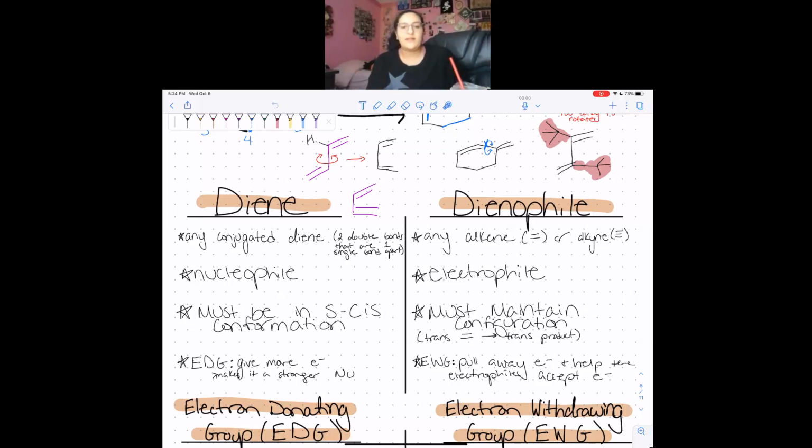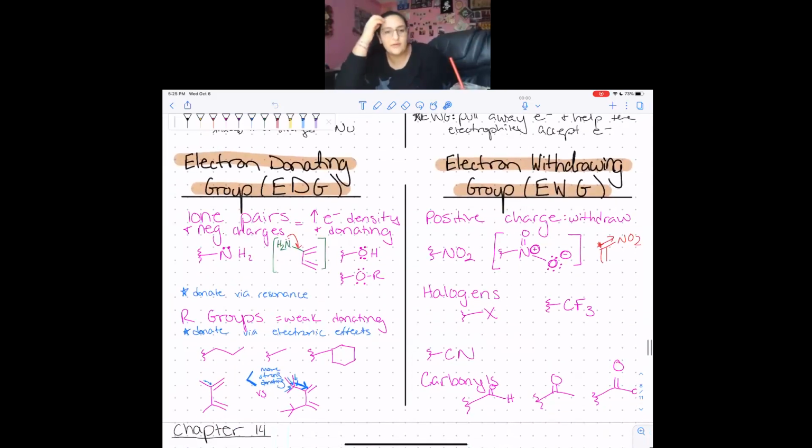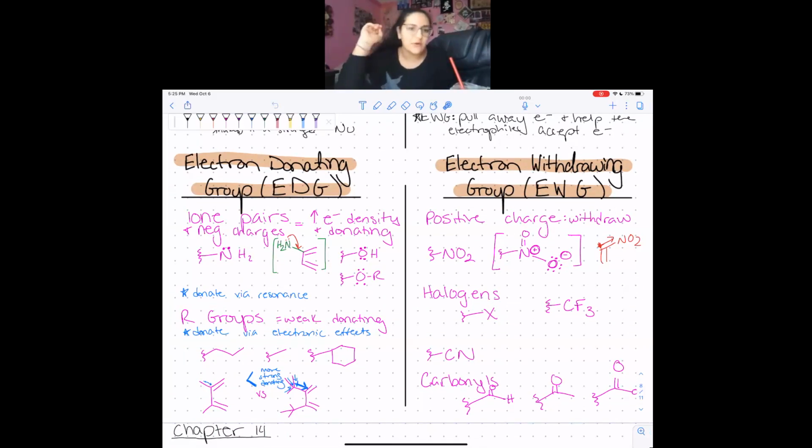And then it wants electron withdrawing groups because it is the electrophile. Electrophiles want to be positively charged. They want to have less electron density so they can be attacked. So having those electron withdrawing groups pulls away all that electron density, and you're able to then attack it because it's a better nucleophile. I lied. It's a better electrophile. And then I can go back to that if you want, but I just wanted to show you guys real quick, electron donating versus withdrawing groups.